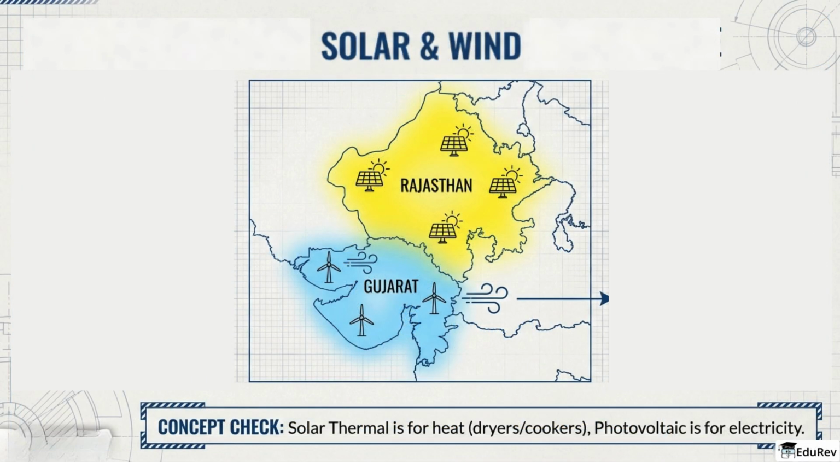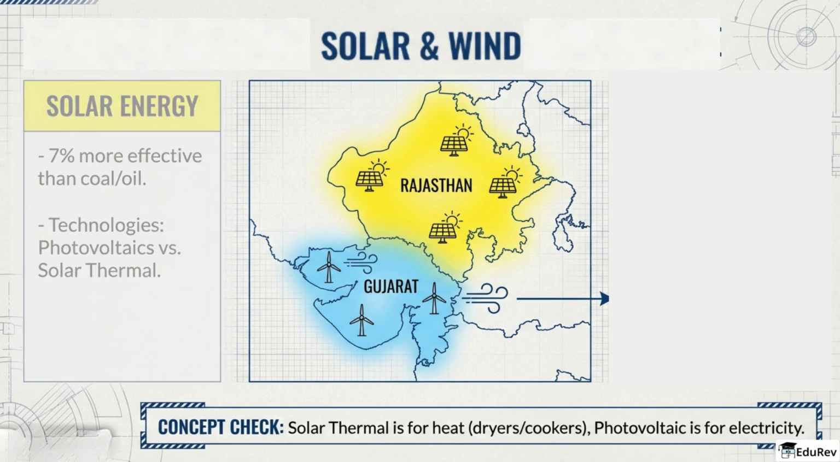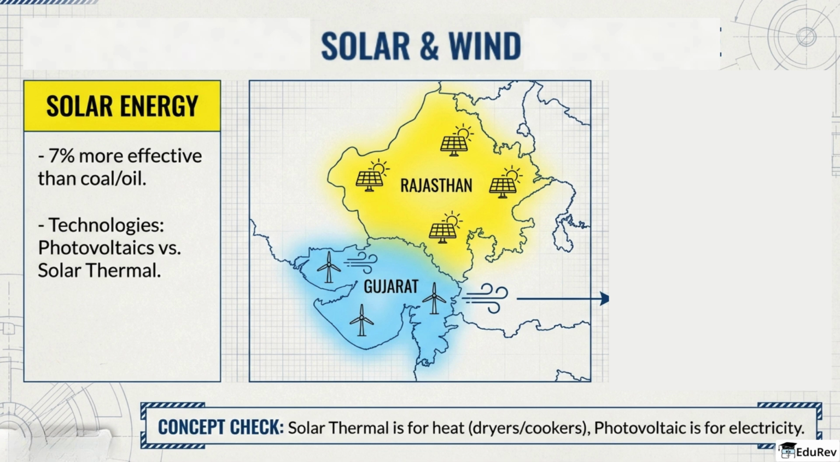Now shift to the big renewables, solar and wind. Start with solar energy. Solar energy is highly efficient, and there are two technologies you must not confuse: photovoltaic and solar thermal. Photovoltaic means sunlight is converted directly into electricity. Solar thermal means sunlight is used to produce heat. That is why solar thermal fits uses like dryers and cookers, while photovoltaic is what you use for power generation.